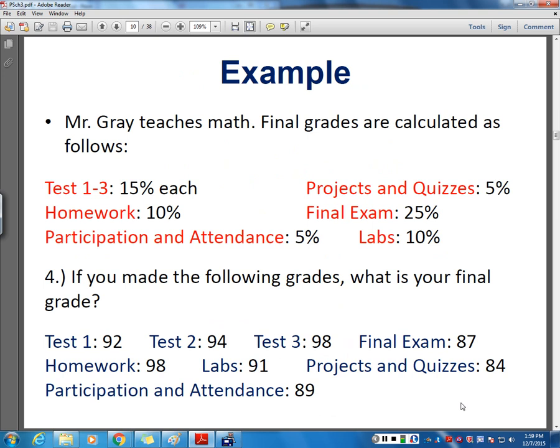Here's an example. Mr. Gray teaches math. Final grades are calculated as follows. Tests 1 through 3 are 15% each. Homework is 10%. Participation and attendance is 5%. Projects and quizzes are 5%. The final exam is 25%. And the labs are 10%. Well, if you made the following grades, what is your final overall grade?